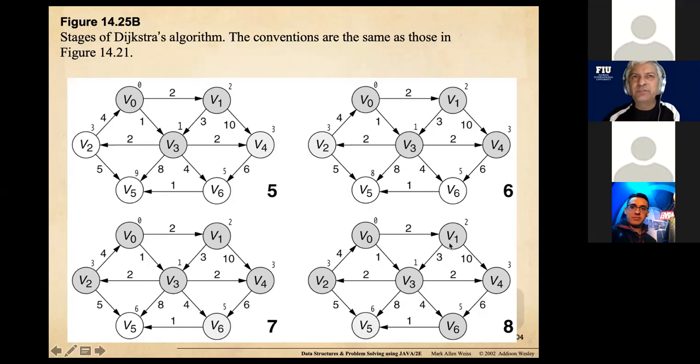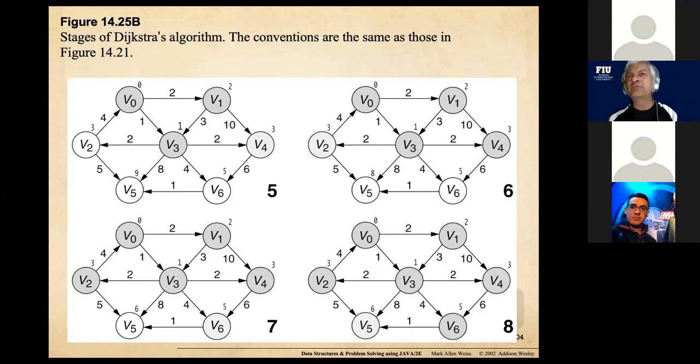Same is true of this guy. Its parent is V0. Now, the parent of both V2 and V4 is not V0, but it's V3. And the parent of V6 is also V3, but the parent of V5 is V6. And that's because the shortest path from V0 to V5 goes V0, V3, V6, and then V5. And therefore, its parent is V6.